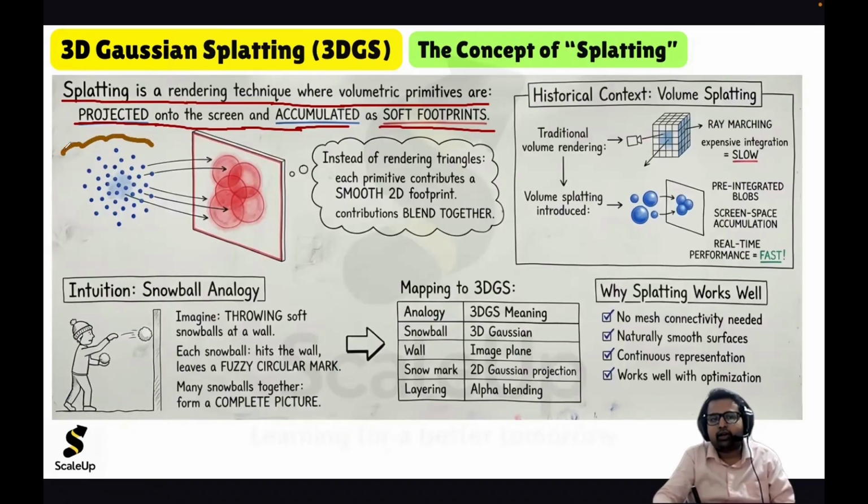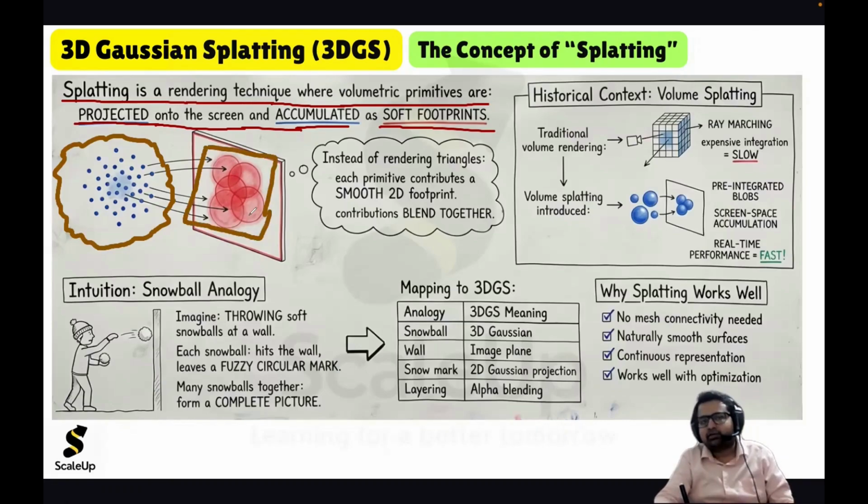For us, the volumetric primitives are 3D Gaussians. They are ellipsoids of different shape, size, and orientation with different opacity and different color. Millions of ellipsoids are projected onto a 2D screen. Projected means we transform the 3D into 2D, and we do alpha compositing on the screen. So that is splatting. Instead of rendering triangles, each primitive contributes a smooth 2D footprint.